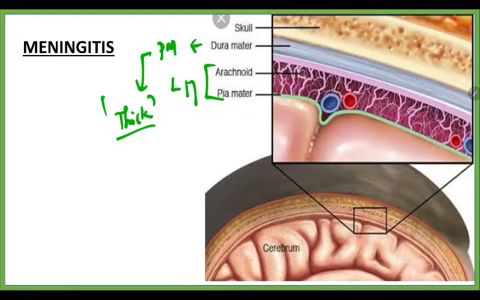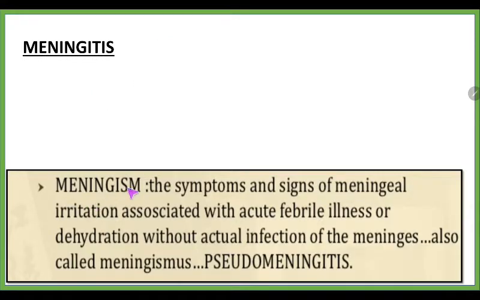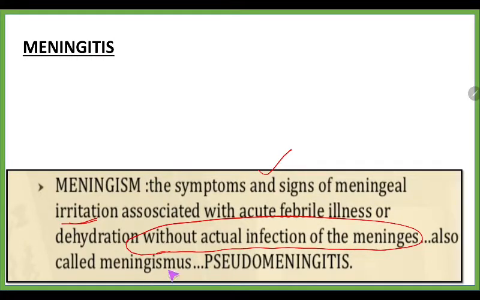Coming to other important terms, that is meningismus. Meningismus is where a patient shows signs and symptoms of meningeal irritation, but does not have actual infection of the meninges. This is called meningismus or pseudomeningitis. This is always associated with acute febrile illness or dehydration. So the person shows meningeal irritation signs, but does not have actual infection of the meninges.